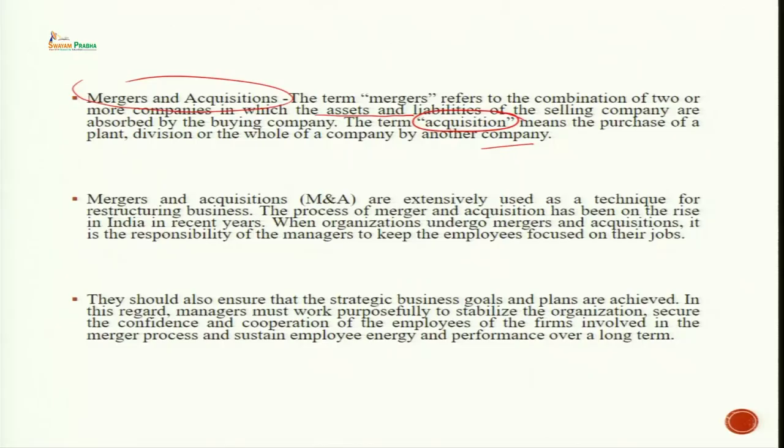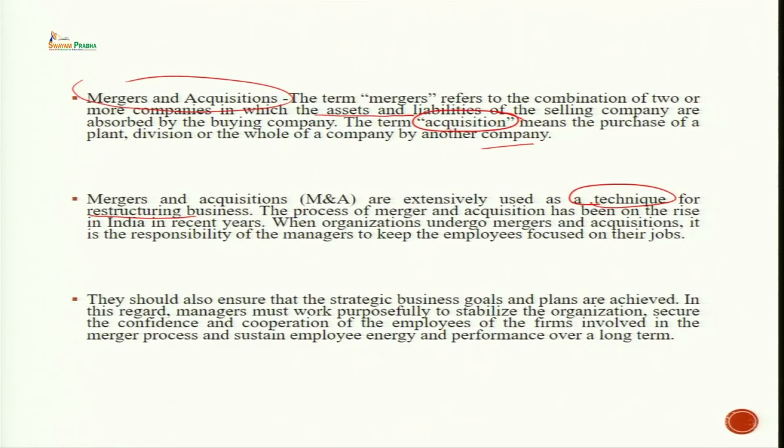If it is not friendly, then it is called a hostile acquisition. By a larger firm, a smaller firm is acquired. Mergers and acquisitions are extensively used as a technique for restructuring the business. So, what are we doing here? We are restructuring the business. The process of merger and acquisition has been on the rise in India in recent years.